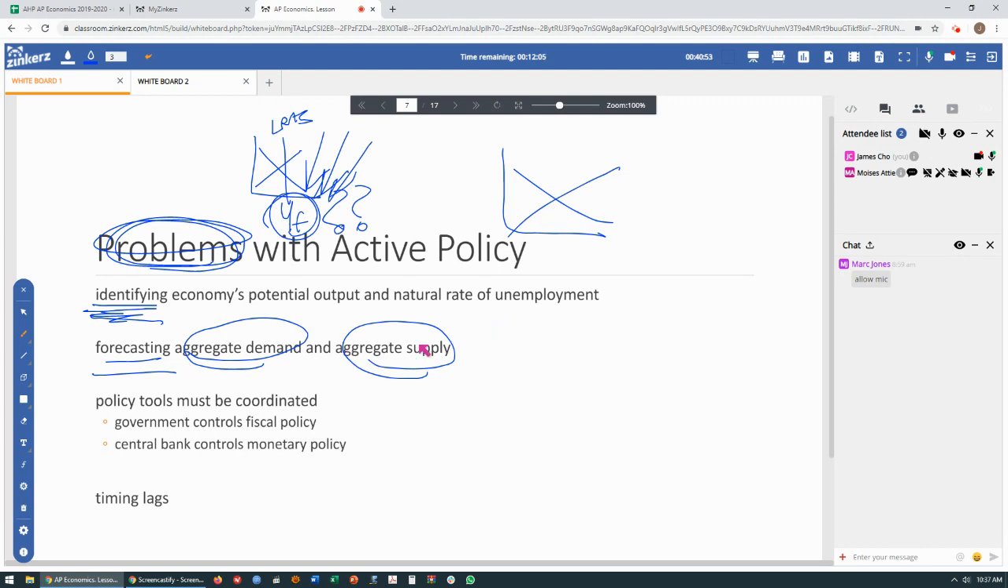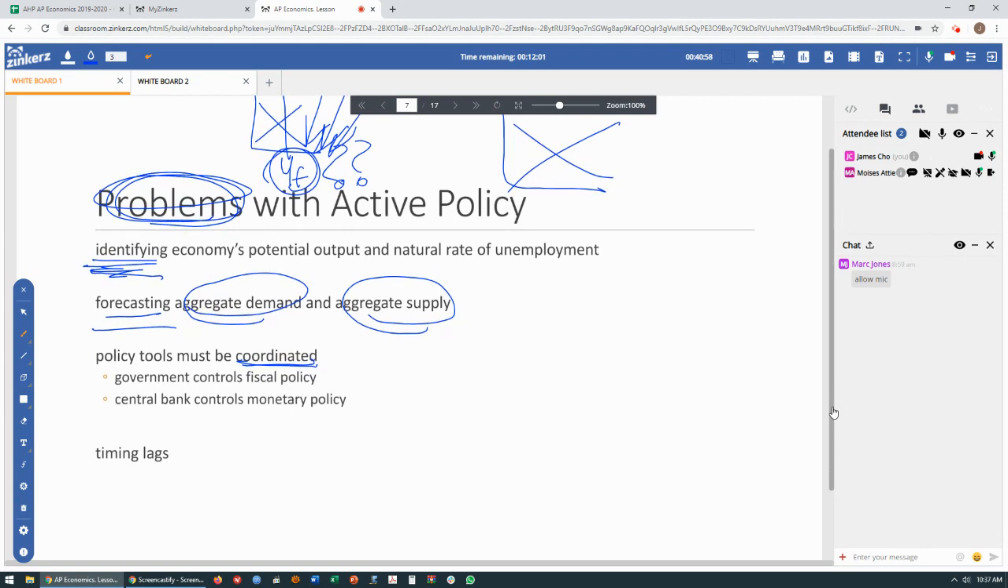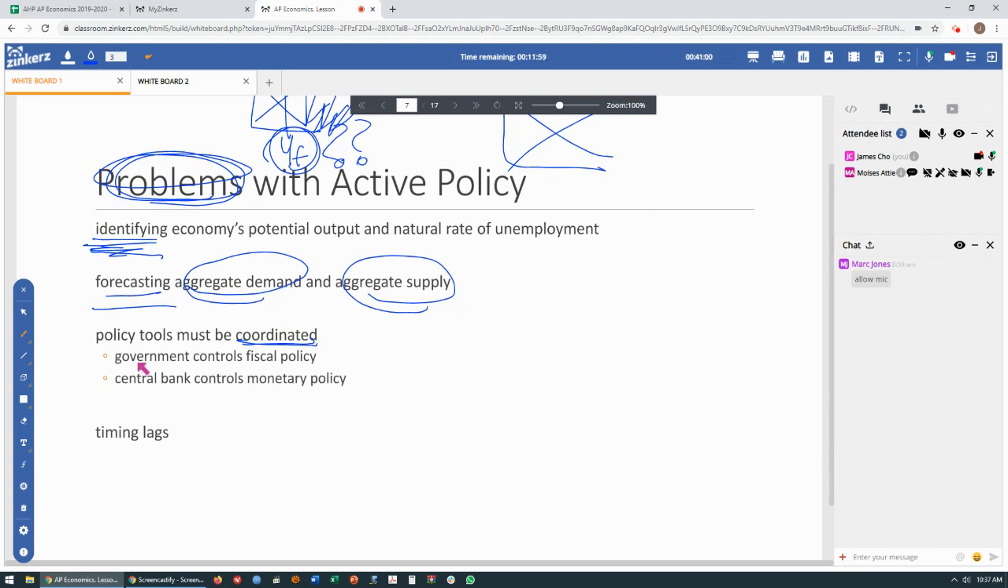Coordination problems. Remember, we actually like it this way. We want the federal government to control fiscal policy. We want the central bank to control monetary policy, and we want these guys to be independent of each other. But that might lead to some coordination problems where the government might decide to do expansionary policy, but the central bank decides to do contractionary policy, and it might cancel each other out.